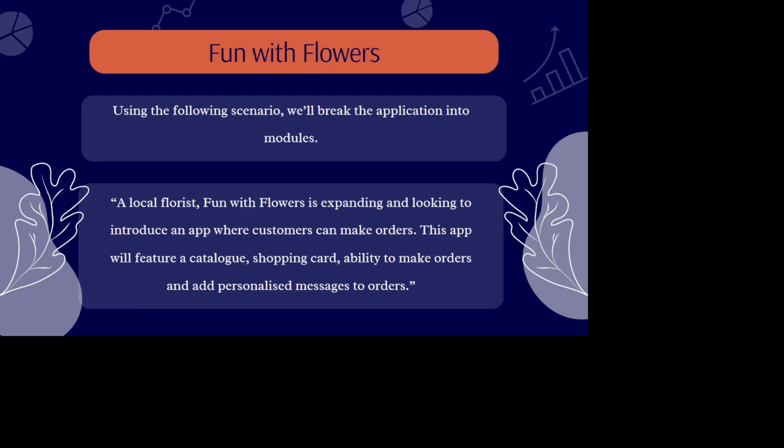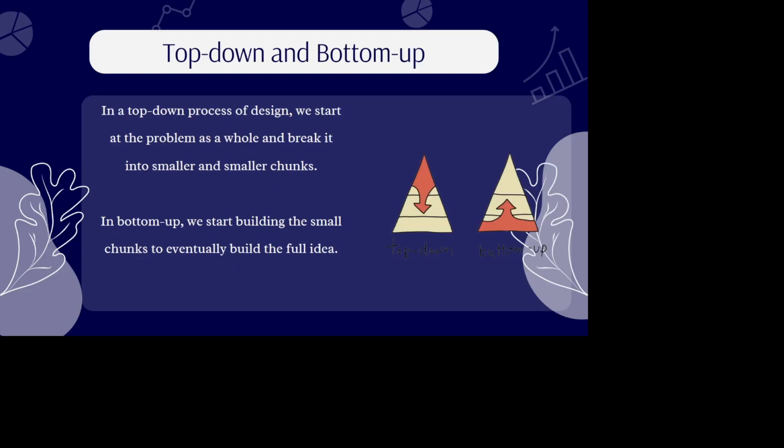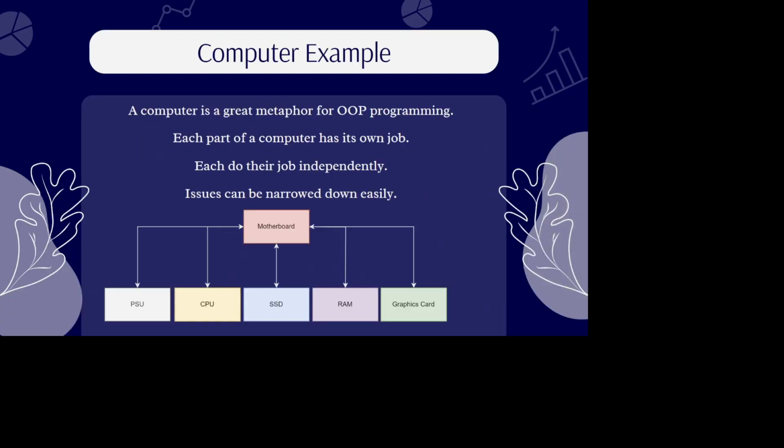I want you guys to think about this program. And in your best efforts, I would like you to break it down into modules. And I've got an example answer in a second that we'll go through together. But a local florist, Fun with Flowers, is expanding and looking to introduce an app where customers can make orders. This app will feature a catalog, shopping cart, they should say cart, I still haven't fixed it, ability to make orders and add personalized messages to those orders. What I'd like you guys to do is draw something that looks a little bit like this.